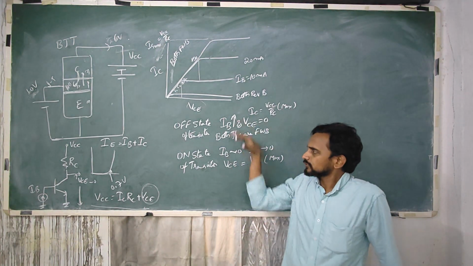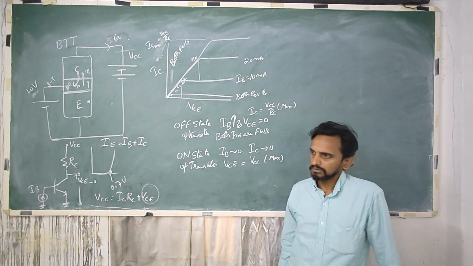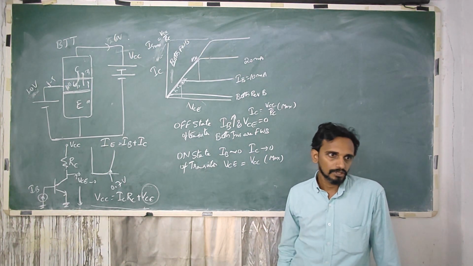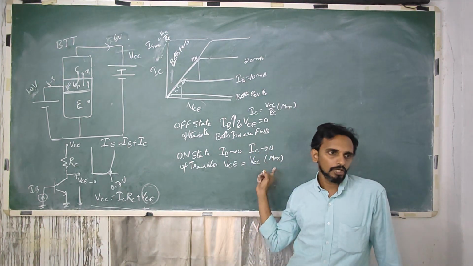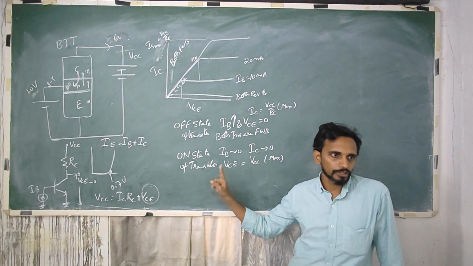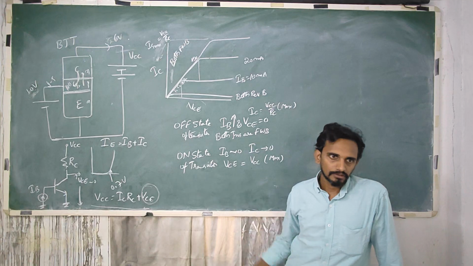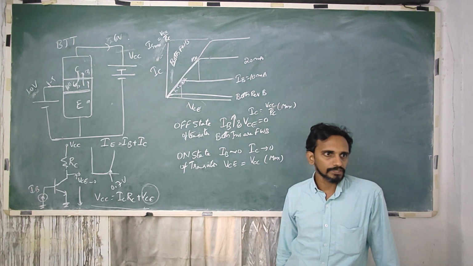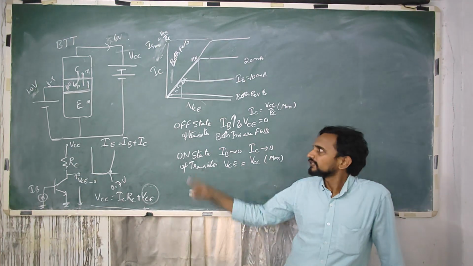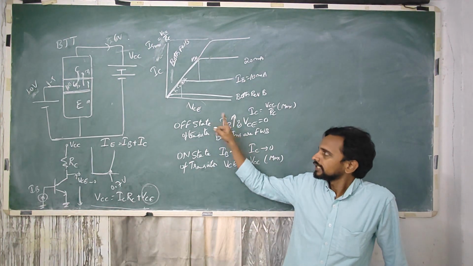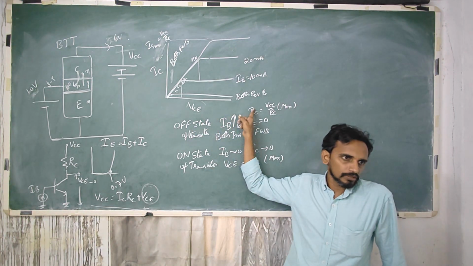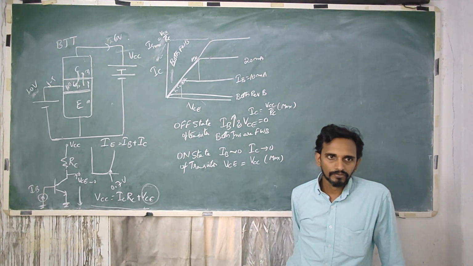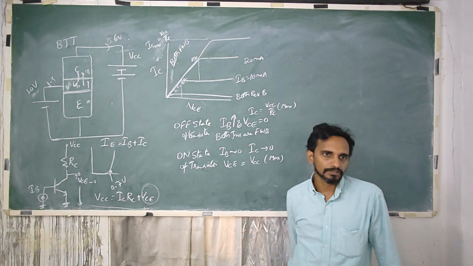Okay, so these are the two states where a transistor can be operated. If IB is very small, output voltage is maximum, equal to VCC. And if IB is very high, output voltage is 0 and current is maximum. It is called the off state of the transistor.